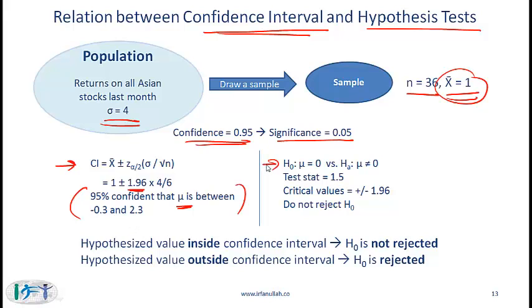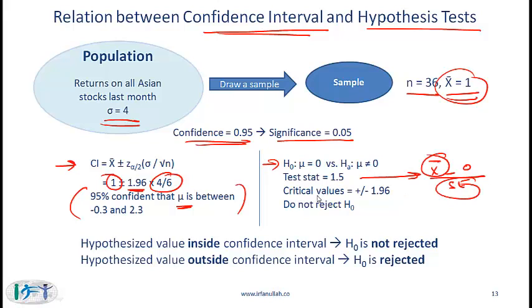With hypothesis testing, the first thing we need to do is express the hypothesis, which is that the null hypothesis is mu equals 0 versus the alternate that mu is not equal to 0. Here you believe that the population mean is not 0. That's why we have the not equal to sign here in the alternate. We compute the test statistic, which is 1.5, and this test statistic is based on x bar minus mu naught, which is 0, divided by the standard error, which is 4 over 6. So notice we are using similar numbers in both cases.